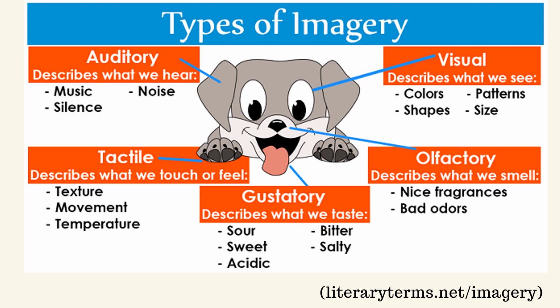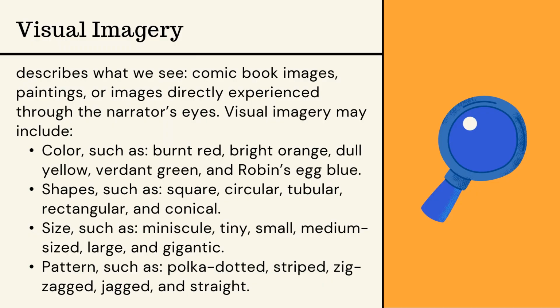Although the basics are these five: auditory, visual, tactile, olfactory, and gustatory. So again, we don't have to complicate things. Visual imagery is where we could make use of color, shapes, size, and patterns, so that our readers will be able to really visualize a vivid picture of the thing that is happening, or the thing that is being described in the story.